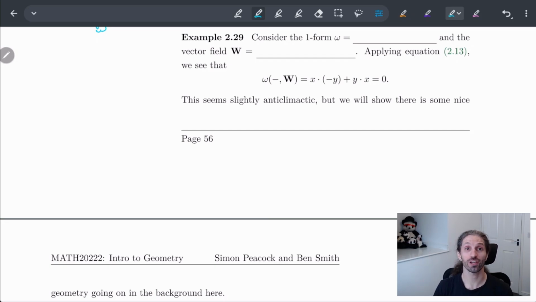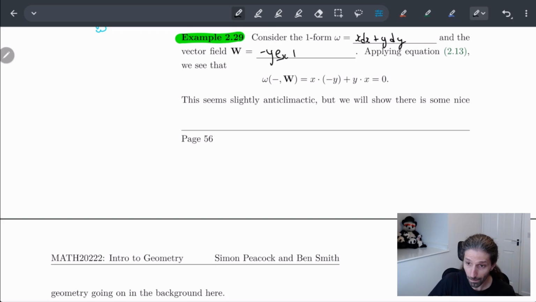Hiya! So in this video, we're going to look at a couple examples on applying one forms to different vector fields. We'll start with the first example, where first we needed a one form. We're applying a one form to a vector field, so we needed one form. The one form we're going to work with is the one we've been using a couple times, x dx plus y dy. And we're going to look at the vector field w equal to minus y ex plus x ey. If you remember, this is a not conservative vector field.